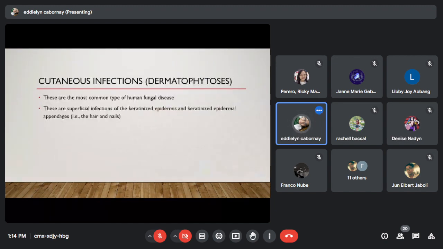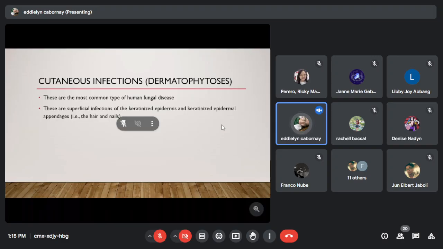Okay, so we have cutaneous infections, also known as dermatophytes or dermatophytosis. These are the most common type of human fungal diseases. These are superficial infections of the keratinized epidermis, or the outer part of our skin, and keratinized epidermal appendages, which are the hair and the nails. The severity of the infection depends, of course, on the location of the lesion and the specific fungus involved.